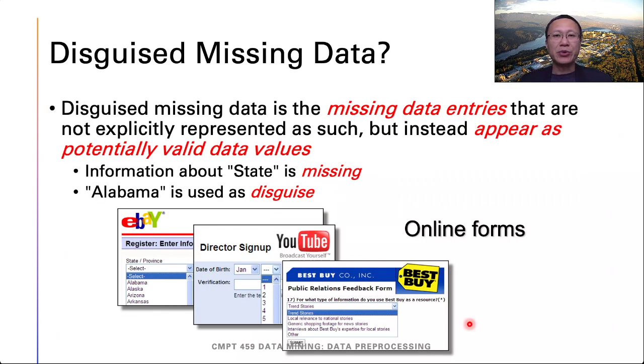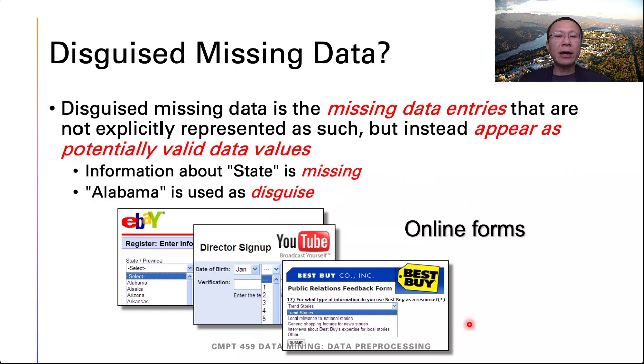Now, let's use disguised missing data as an example to understand how missing data can be treated. Disguised missing data is the missing data entries that are not explicitly represented as such, but instead appear as potentially valid data values. Let me give you a concrete example to understand this concept. Suppose you are asked to enter the entries in a web form. For example, you need to register yourself in, say, an online e-commerce form.